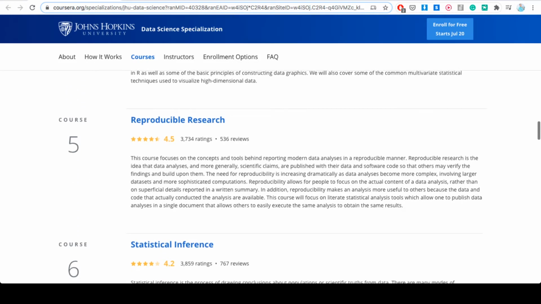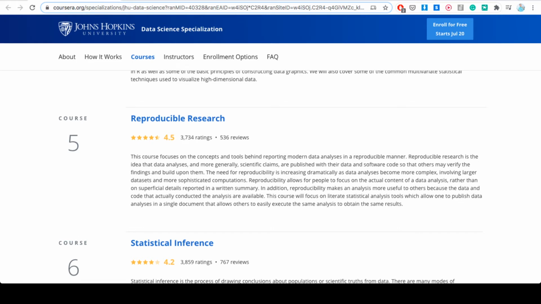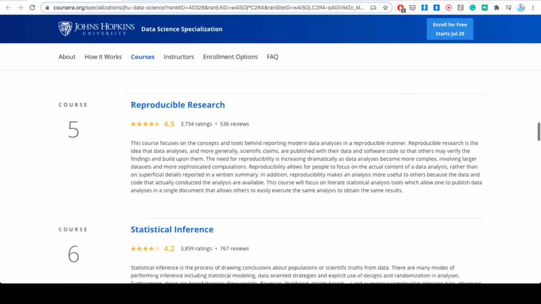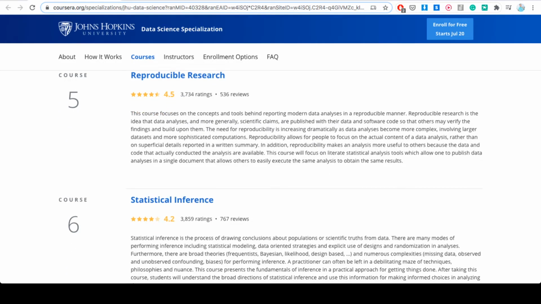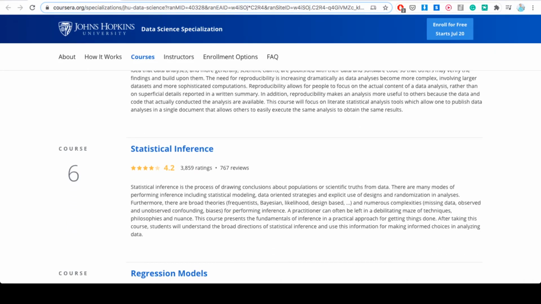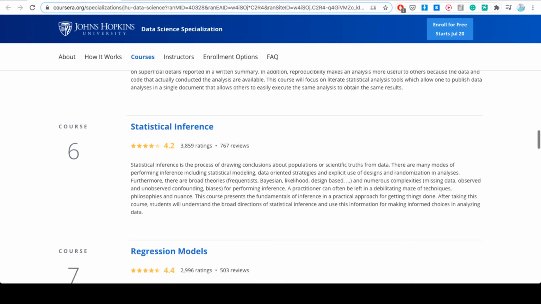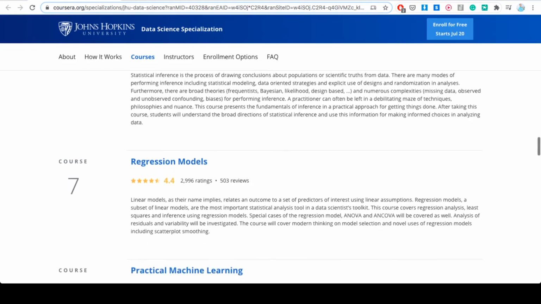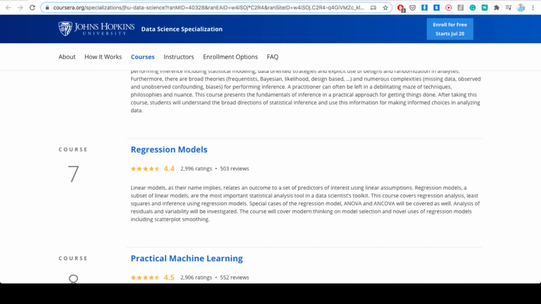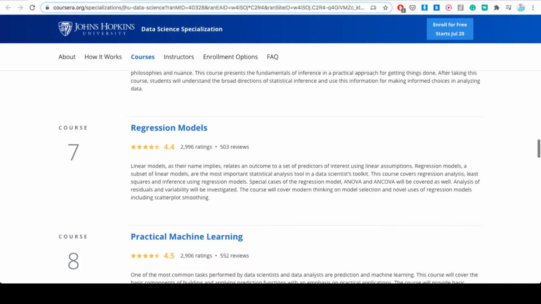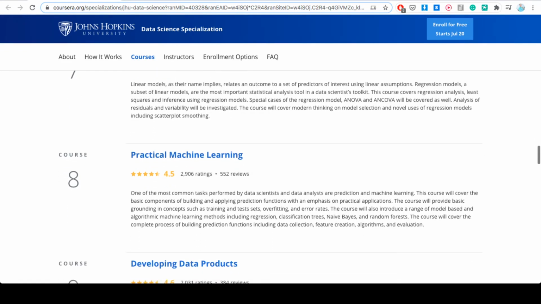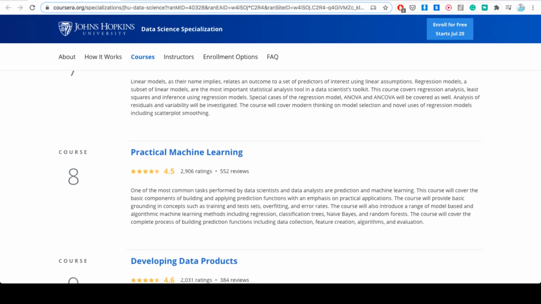Course number five is Reproducible Research, and it's about concepts and tools behind reporting modern data analysis in a reproducible manner. That's always important. Number six is more on the statistics side, Statistical Inference, and what kind of conclusions you can draw looking at the data. So general theory of probability comes here. Number seven, Regression Models, which allow you to predict something or infer some values. Number eight is Practical Machine Learning: how to use R to build things like regressions, classification trees, naive Bayes, and random forests. So basic machine learning methods.